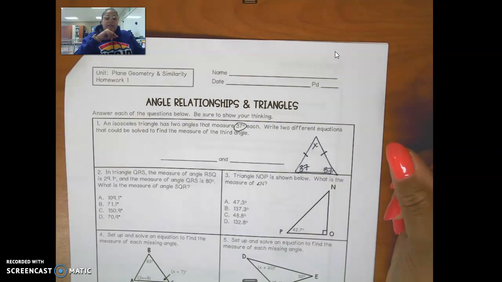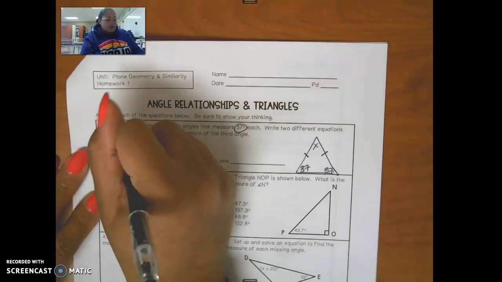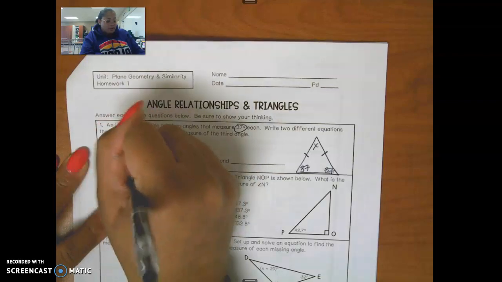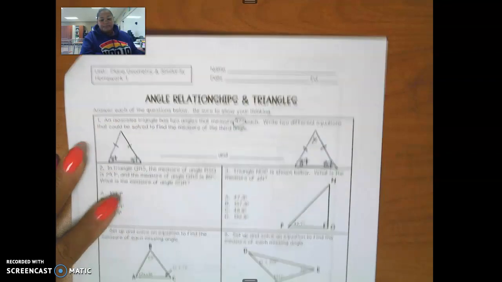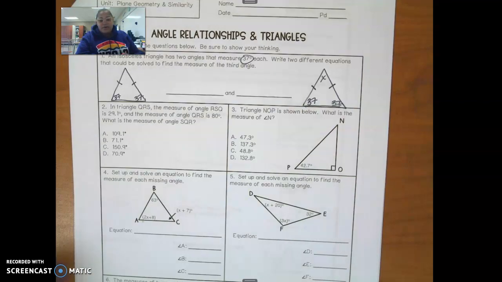I need two equations that will get me to the total of this triangle. I'm going to draw this triangle a little better over here. Equal, 37, and 37. Write these equations the same way that we wrote the ones on the page prior.